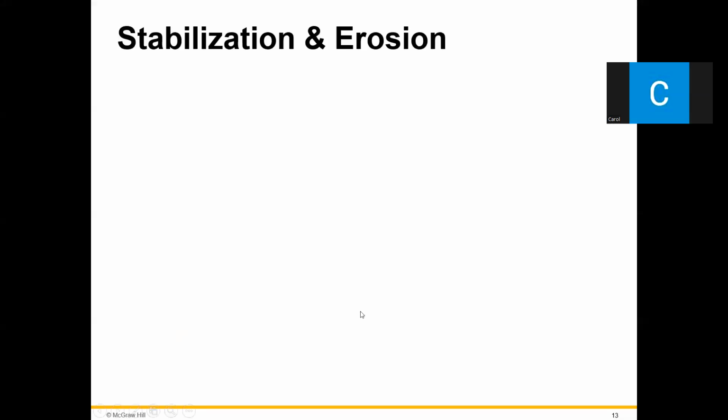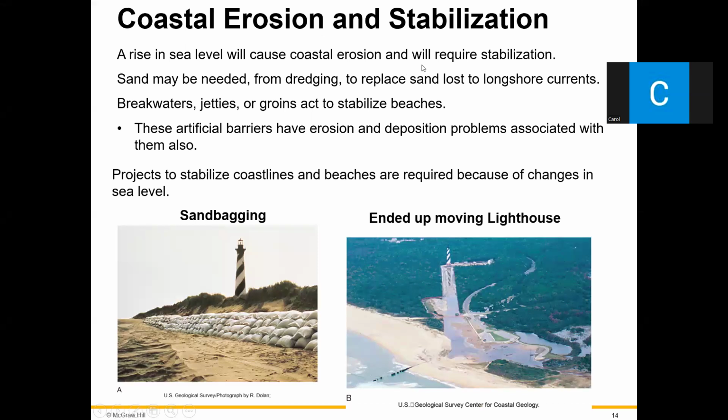All right, now we are on stabilization and erosion. Okay, a rise in sea level will cause coastal erosion, which is kind of a no-brainer, I think. Unless people are willing to give up on what they're used to, or sell their properties, or I guess you can't sell it because nobody's going to buy it. Just leave the area. You're going to have stabilization, and honestly, in the long term, that's not going to work. But in a lifetime, it's a good chance it will.